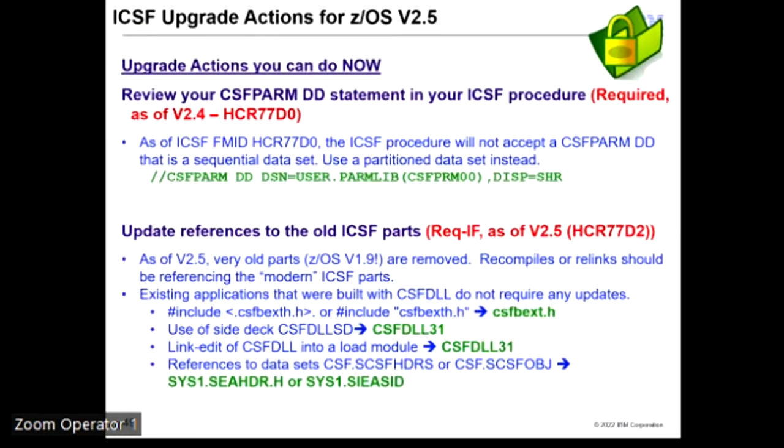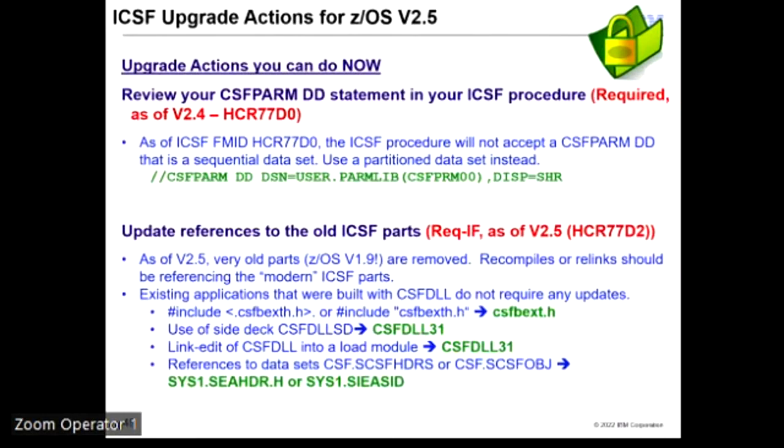All right, so let's move on to crypto, ICSF. The top one happened in z/OS 2.4, coming from 2.3 to 2.5. You've got to accommodate this. It is one of the easiest upgrade actions ever, and that is in your crypto proc. You've got to be pointing your CSF parms to a member of a data set and not a data set itself. No sequential data sets, no flat files. It's got to be pointing to a member of a PDS for CSF, which is probably the name of your crypto proc.